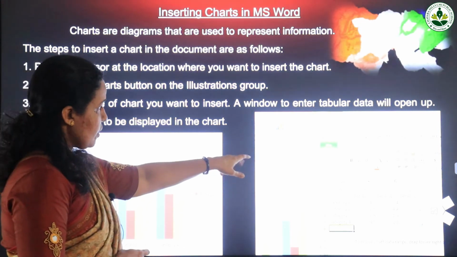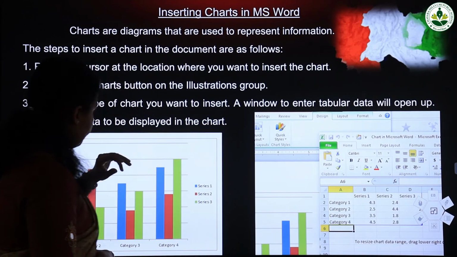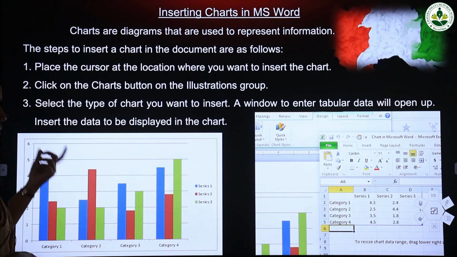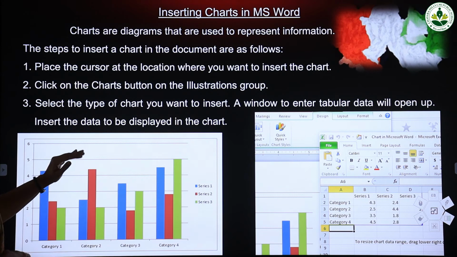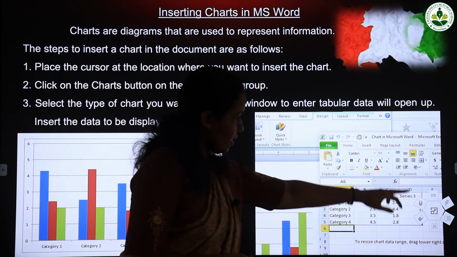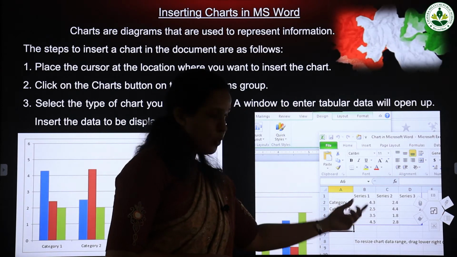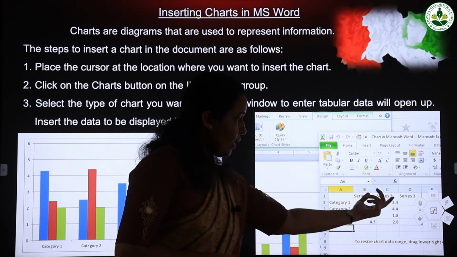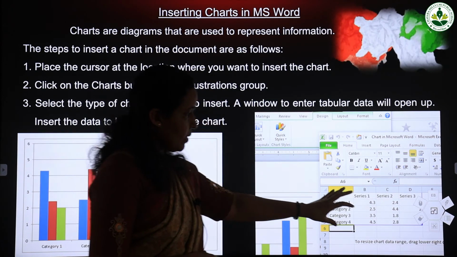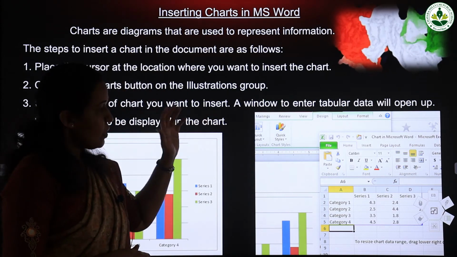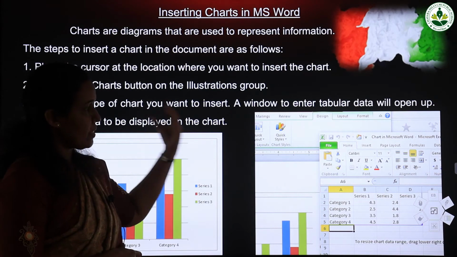So when you click on the chart option in the illustrations group, you will get a list of charts. From there you can select any one of the charts. Okay. Then when you select the chart, you will get an Excel sheet. You can see an Excel sheet with some data. So if you want to change this data, you can change the data. Or you can select the data that you already have. Okay. So if you have typed the data in the Word document, you can select the data.